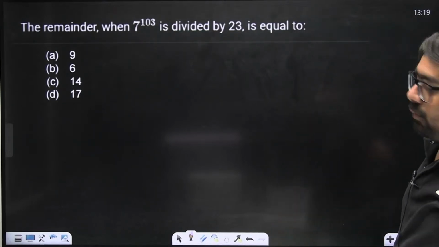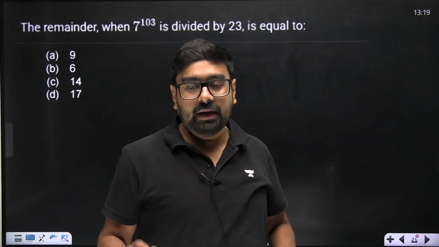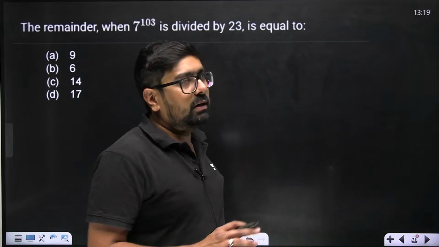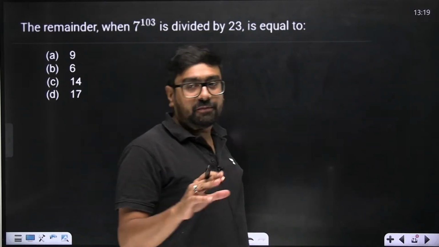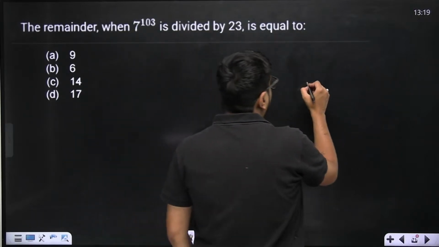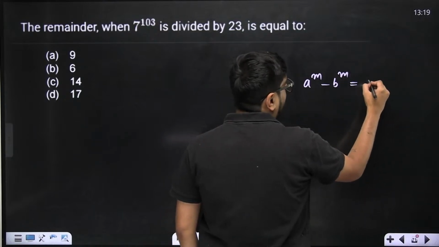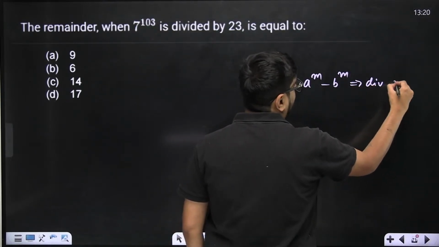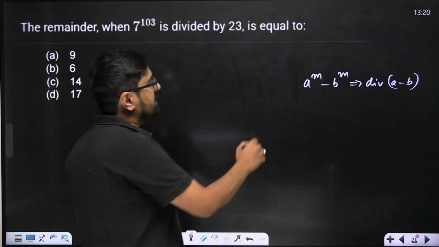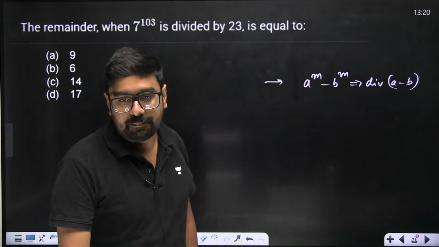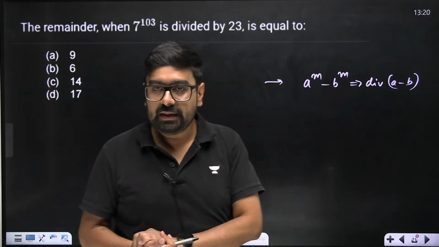So 7 to the power 103 is divided. Achha, here one important thing you can note down. This is called Fermat's Little Theorem. The theorem is very simple. If a problem comes on that, two things you should know, right? A to the power m minus b to the power m is always divisible by a minus b, right? It's not necessary it will be used over here, but a few properties I want to tell over here which you should remember before the exam.